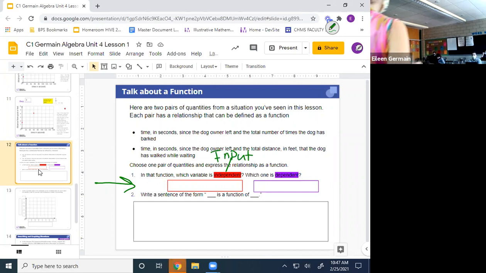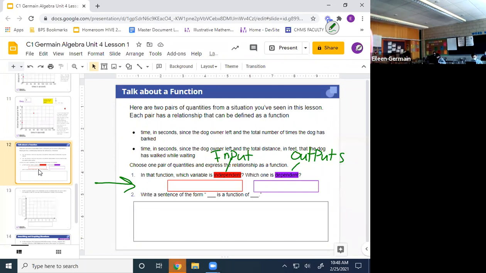Independent variables are going in, you're plugging them in, inputting them. The dependents depend on what you input, they are the answer. So our dependents are our outputs. Does that make sense? The difference between independent and dependent as connected to inputs and outputs. Do we see that?